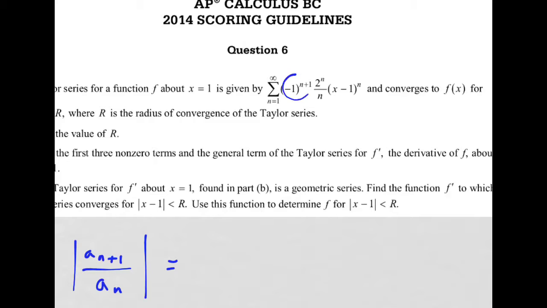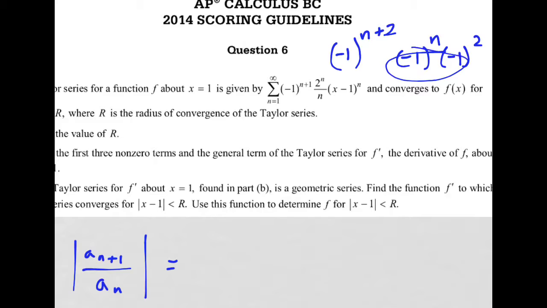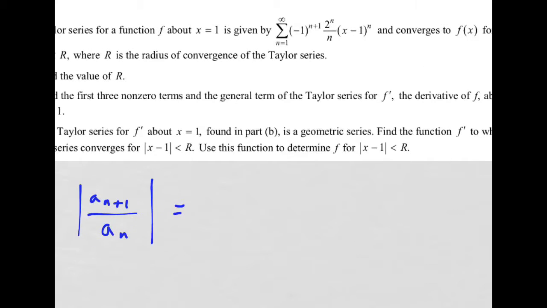So actually, instead of writing negative 1 to the n plus 1, plus 1, that's the same thing as negative 1 to the n plus 2, which is the same thing as negative 1 to the n times negative 1 to the 2. Because when you multiply and you have the same base, you add the exponents. And I use that every time, so it's easier to see what cancels out later. So that's what I'm going to do right now. I'll just erase this. So what do I mean by that?